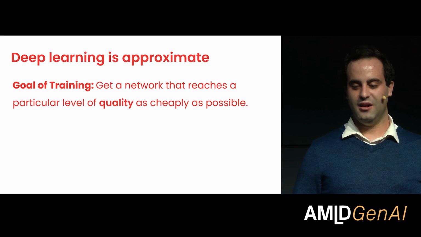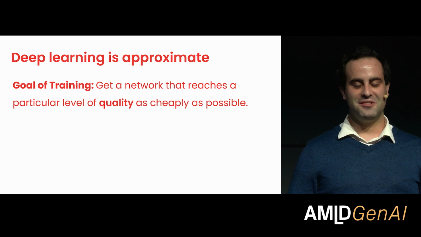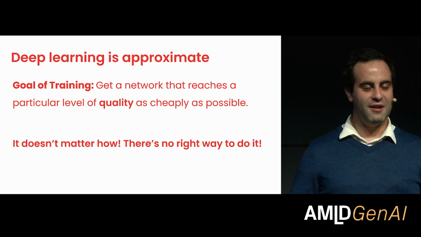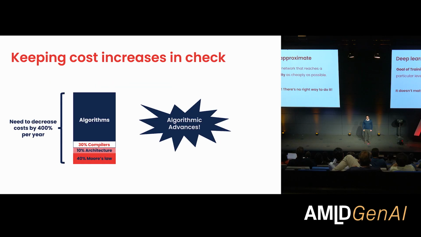There's no right answer. And in approximate computing, you can frame a problem: get a network that reaches a particular level of quality, meaning whatever you care about in terms of performance, as cheaply as possible. It doesn't matter how. There's no right way to do it. And the claim I'll make today is that algorithmic advances are going to be what get us that 400% per year if we're going to get there. We can change the math. There's nothing right about the way that we do things.